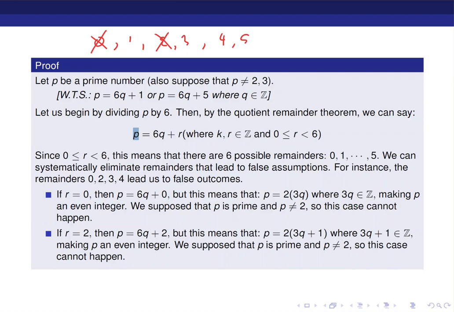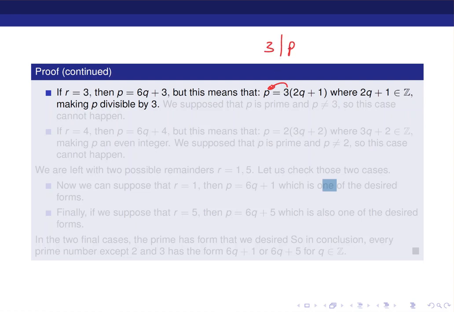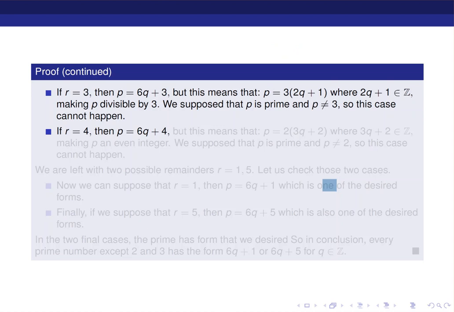Again, it turns out that 3 and 4 could not possibly be true. So 3 is going to be eliminated next, and 4 afterwards, leaving us with 2 possible remainders, which are the remainders that we're looking for. So let's continue. If the remainder is 3, then my prime number would have the look of 6q plus 3. This means I can factor a 3 out, and that means 3 is now a factor of the prime number p. So 3 divides p. This can only happen if the prime itself is 3, but remember, we said that the prime is not supposed to be chosen as 3. So this case cannot be true either.